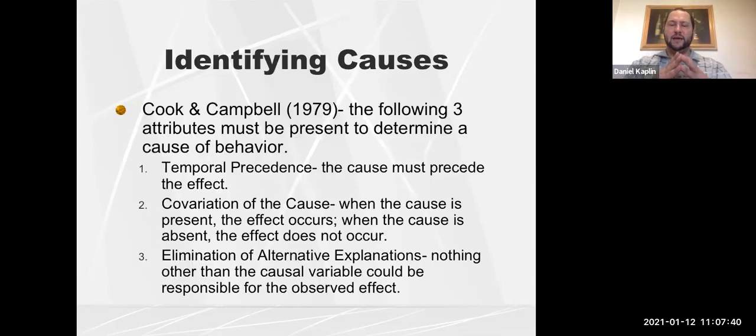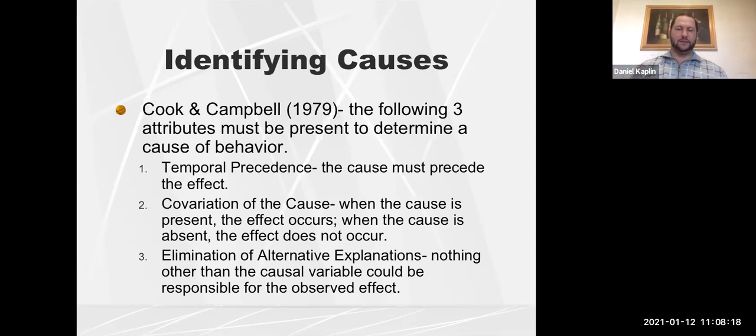And there are 3 prerequisites to determine a cause. Cook and Campbell in 1979 came out and they were offering criticism to some of the research of the day because they were overstating their findings. If you want to have cause and effect, you need 3 things. Temporal precedence. The cause must always precede the effect. If the cause doesn't precede the effect, maybe it was something else.